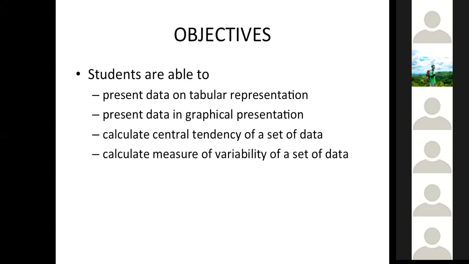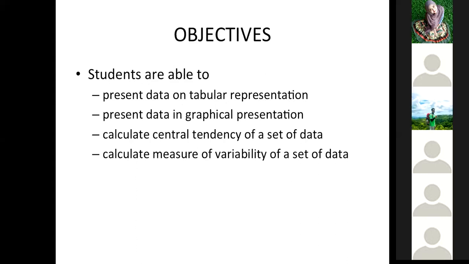The way that we present the data in descriptive statistics is by tabular representation. So you have to be able to tabulate the data. And then the second way is by doing graphical presentation. So you arrange the data and then you can present it in a graphic form, in graphs. And then the next one would be the calculation of the central tendency. As a group, how the group performs.